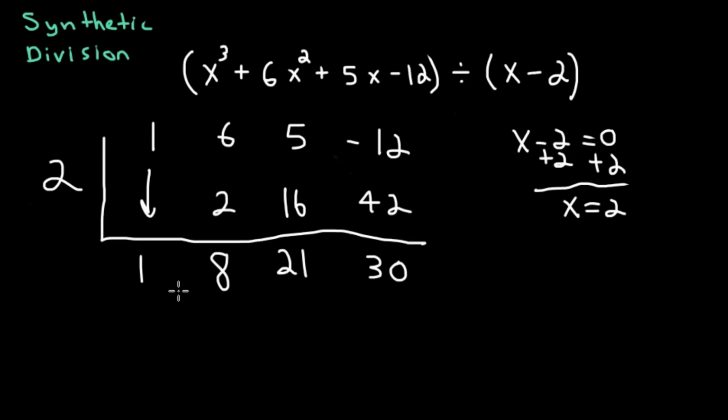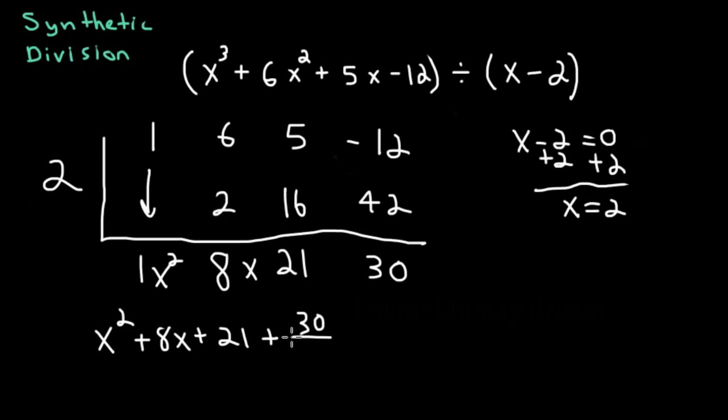But to begin with, let's write down part of our answer. So as you remember, if this is x to the third power, we're going to use 1 degree less when writing down our answer. So this is going to be x to the second power, 8x, and this is still going to be 21. So a part of our answer is x squared plus 8x plus 21. But we have this 30 here. What we're going to do is write it as plus 30 over whatever our divisor is, so x minus 2. So 30 over x minus 2. And that's going to be your answer.